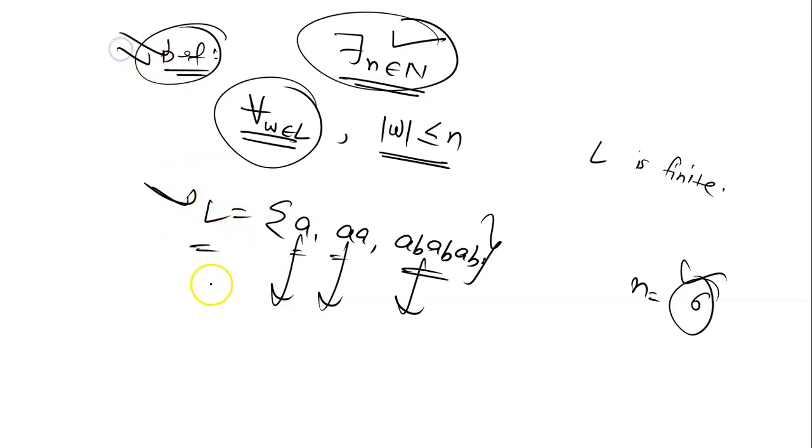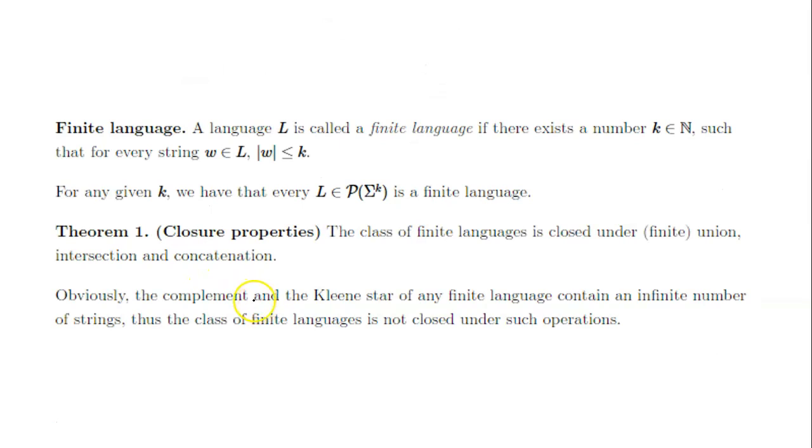So this is another definition of finite languages. Any of these definitions can be given to you in the exam. Consider this another, more sophisticated definition. It says a language L is called a finite language if there exists a natural number k such that every string of L has length less than or equal to k. This is the definition of finite language we have already seen.